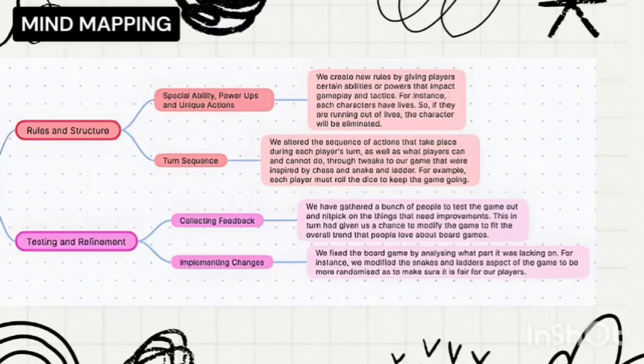So first up is collecting feedback. We gathered ourselves as a group to test the game out and nitpick on the things that need improvements. Then the last one is implementing changes. We fixed the board game by analyzing what parts it was lacking in. And that's all for the mind mapping part.